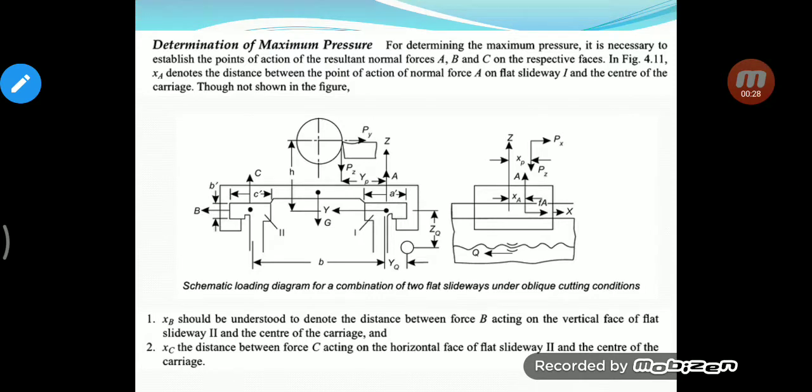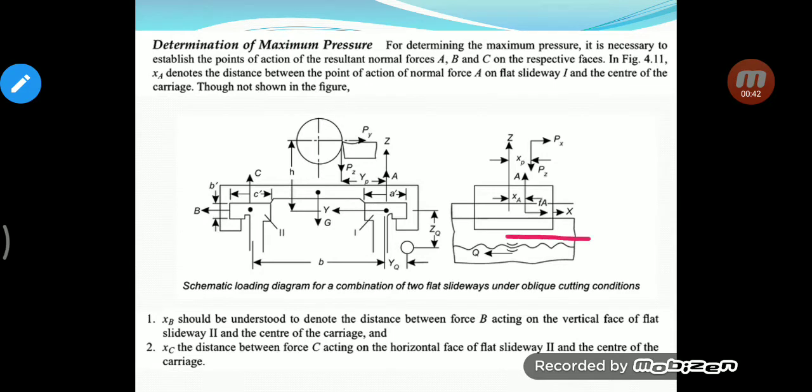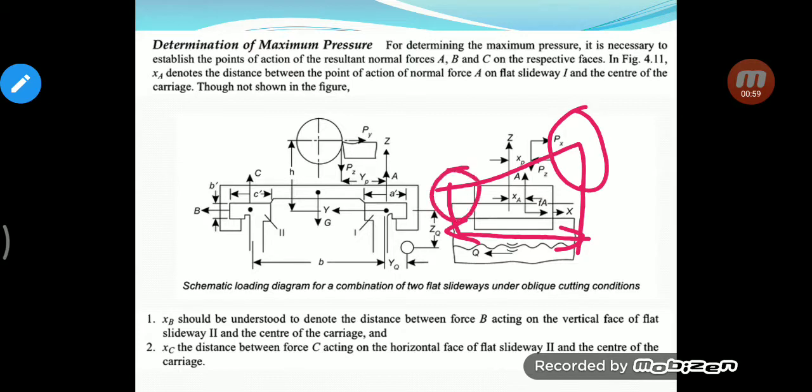Once the forces have been determined, we need to determine what is the maximum pressure and where this pressure occurs on this entire slideway. So the slideway basically would be in contact with the carriage, and over this length of the carriage we need to know what is the pressure profile. Okay, so there may be higher pressure on one side, lower on the other. So we need to be able to find this out. So therefore we would like to understand where these forces act.